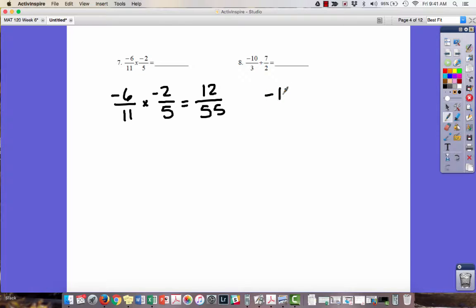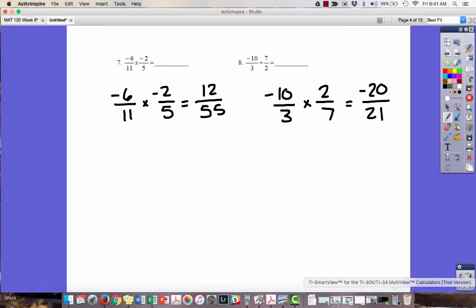For the division one, the key thing is you turn it into a multiplication question by flipping that second fraction upside down. And it has to be that second fraction. It can't be the first one. And I can't reduce anything, like there's 10 and 2, I can't reduce until after I flip. And now at this point, I can't actually reduce anything. But I multiply across and get negative 20 and 21.